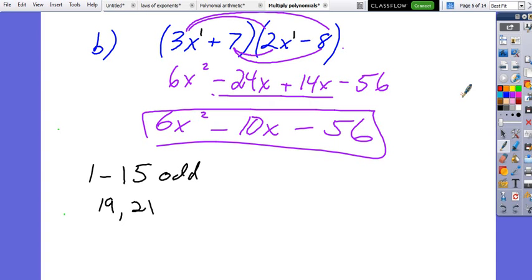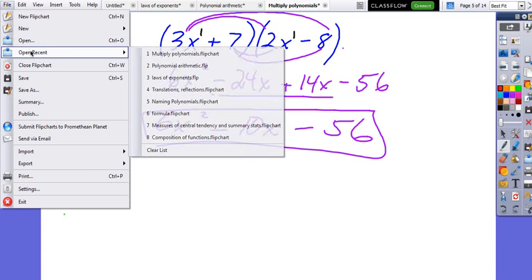Because the multiplication follows right along with what we were doing yesterday with laws of exponents. Okay? So now let's go back and let's talk about addition, subtraction of polynomials.